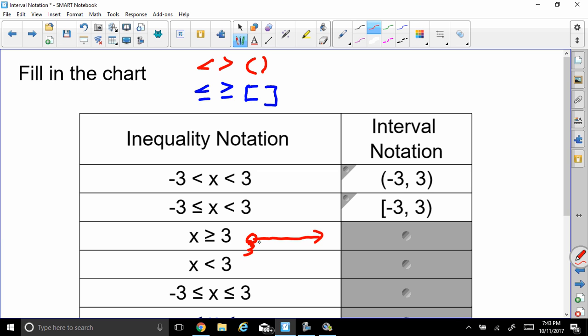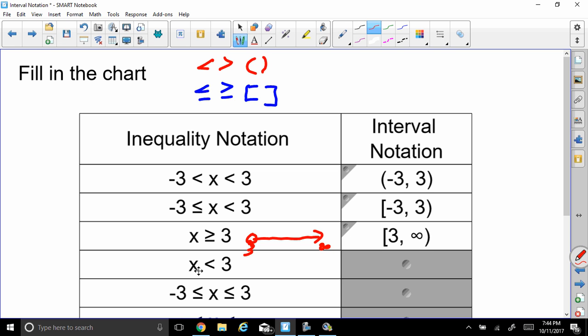At 3, it goes on and on forever and ever to positive infinity. So we're starting at 3, so that would be our first number, and we're including the 3, so that would be a brace, and going on to infinity, so we have to use a parenthesis. So that looks like this. So brace around the 3 because it's equal to, and going on forever to the right.